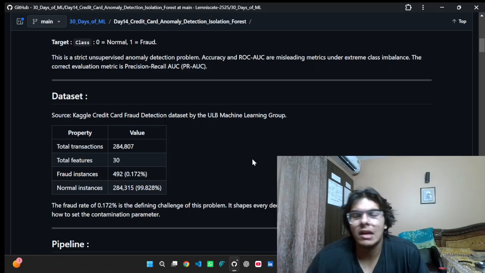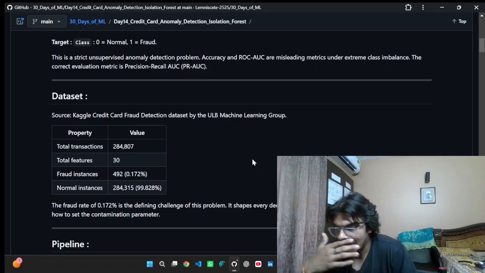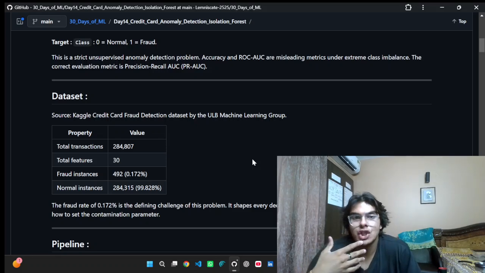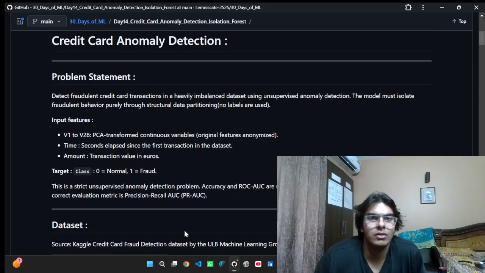Okay, so there are some values which are normal. Actually, most values are normal, and then there are a few fraudulent values. And we have to design a model. We have to implement a machine learning model that is successful in detecting the fraudulent values accurately. Okay, so let's first look at the problem.